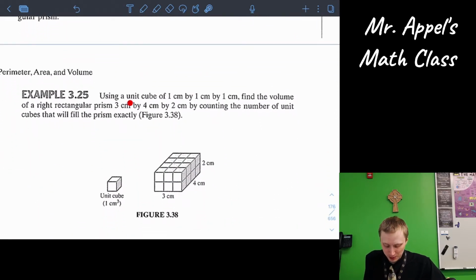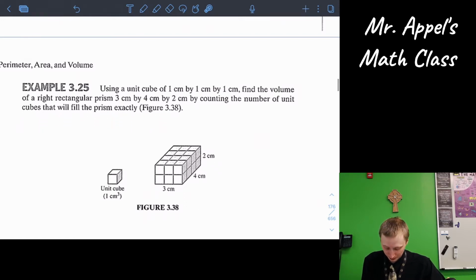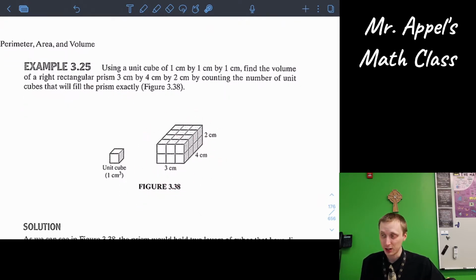So for example, using a unit cube of 1 centimeter by 1 centimeter by 1 centimeter, find the volume of a right rectangular prism 3 centimeters by 4 centimeters by 2 centimeters by counting the number of unit cubes that will fill the prism exactly. There's our image of such a rectangular prism.